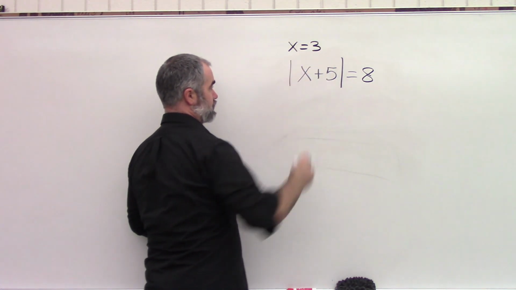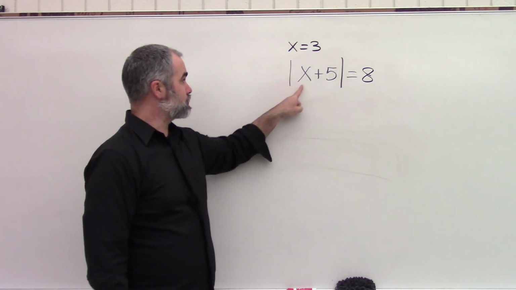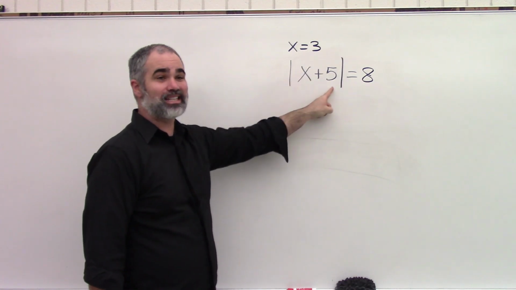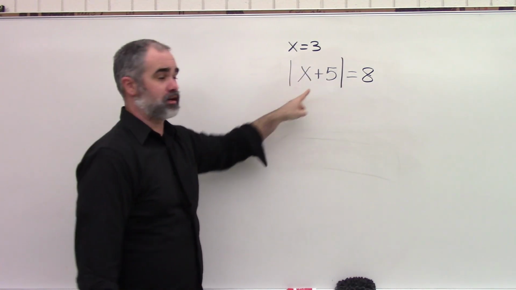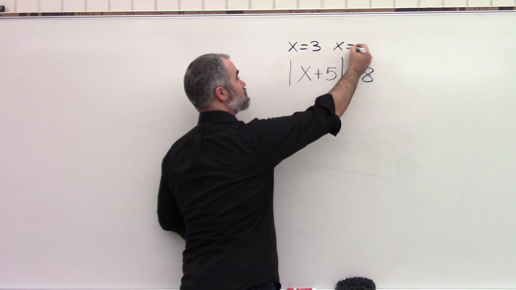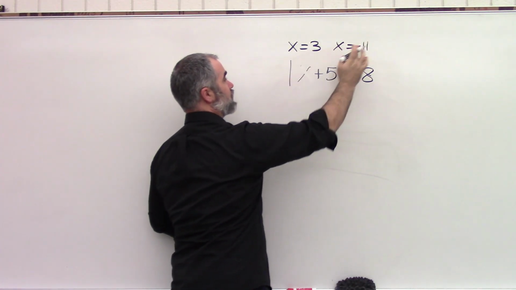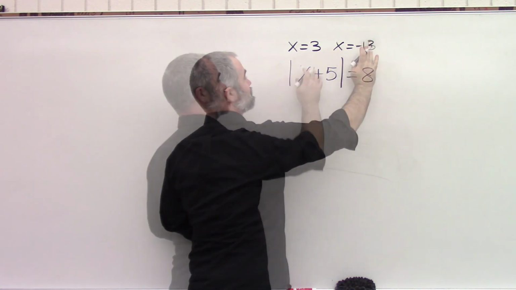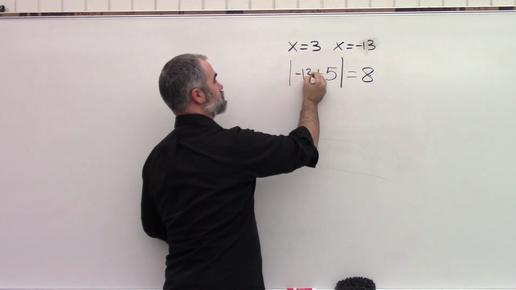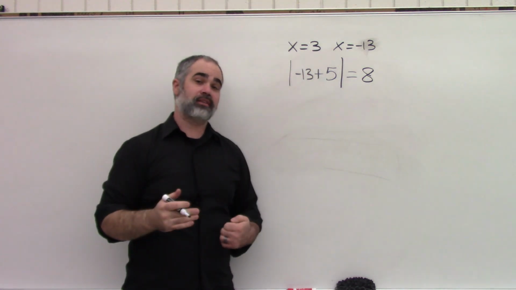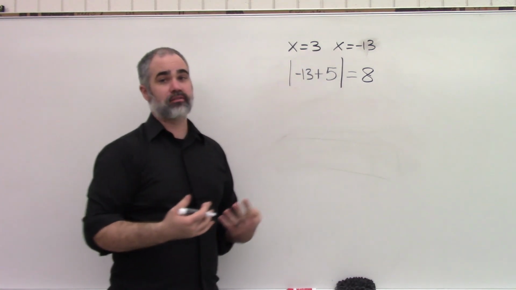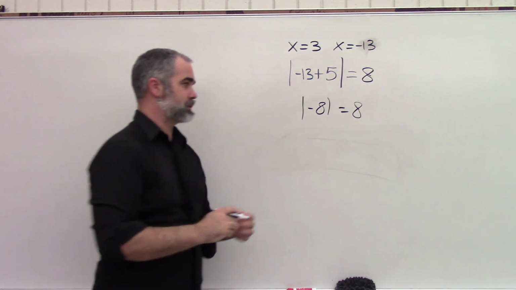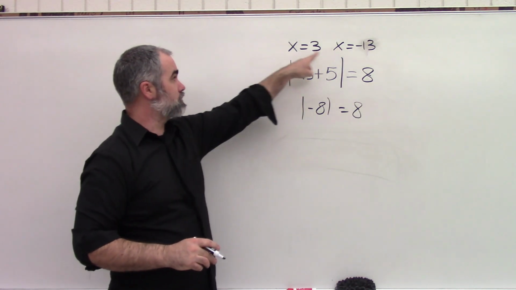One of them is 3. Because 3 plus 5 equals the absolute value of 8. But remember, this also could have been negative 8 inside here. So if I have x equals negative 13, that also works. Because negative 13 plus 5 gives you negative 8, the absolute value of negative 8 is equal to 8. So there's 2 answers, 3 and negative 13.